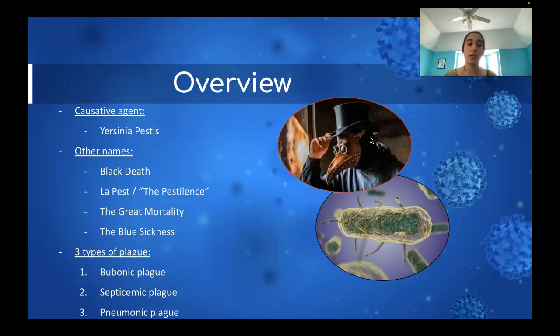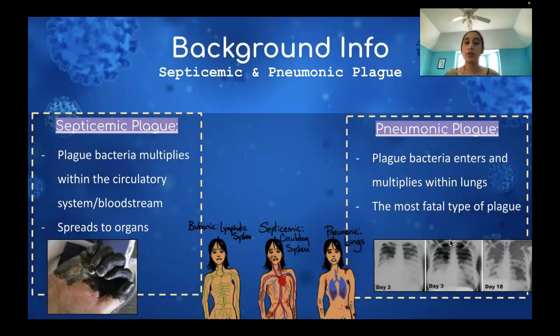There are three types of plague, and that includes the bubonic plague, which is the most common type of plague, the septicemic plague, and the pneumonic plague. And this picture here shows what Yersinia pestis is supposed to look like. So some background information on septicemic and pneumonic plague.